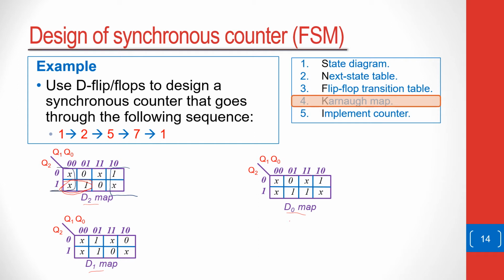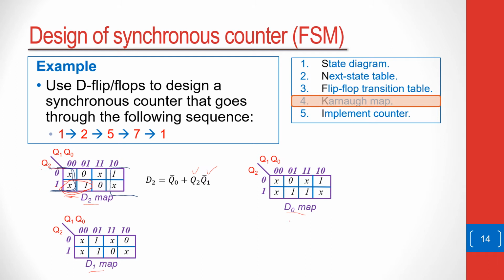That could be our second group. And we can therefore see that this means our D2 is equal to, if we look at this red group here, we see our D2, as we move this way, we see that Q0 bar does not change, and this is accompanied by a 1 at Q2. So it's Q2 and Q0 bar.